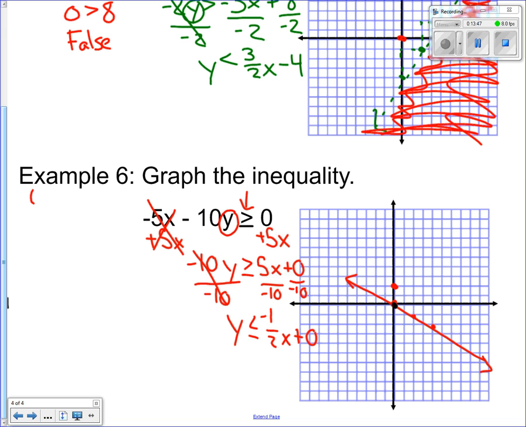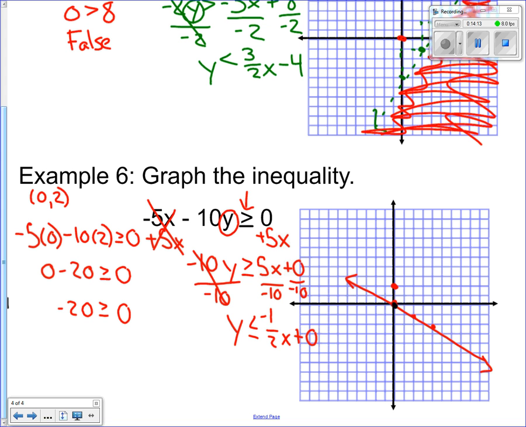So I'm going to check 0, 2. So plug it into the original problem. Negative 5 times 0 minus 10 times 2 is greater than or equal to 0. Evaluate that and see if it's true. So I get 0 minus 20 is greater than or equal to 0, which is negative 20 is greater than or equal to 0. Is that true? No. That is a false statement. So that means that I'm not going to shade above, I'm going to shade below. Because that's the part that doesn't have that.